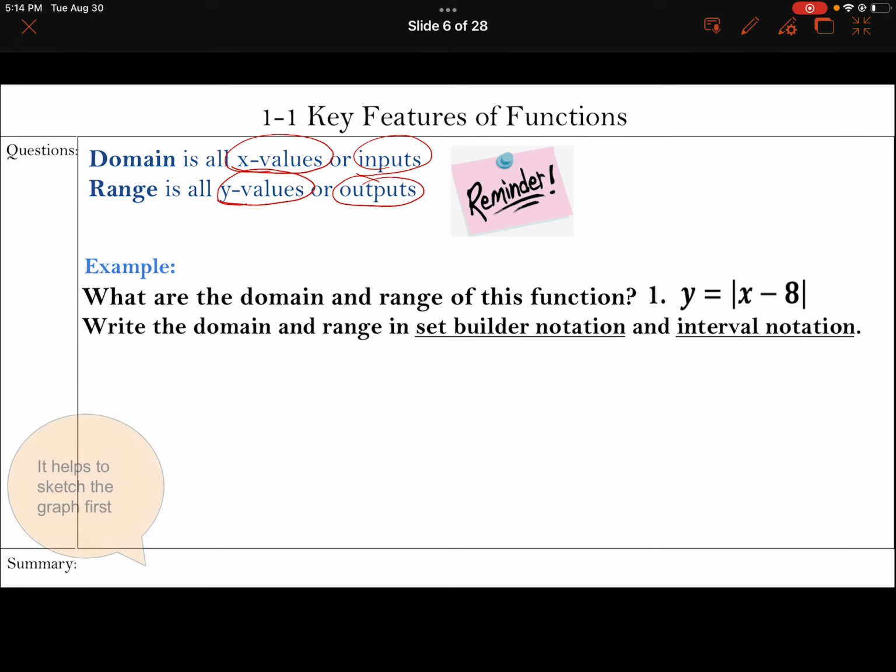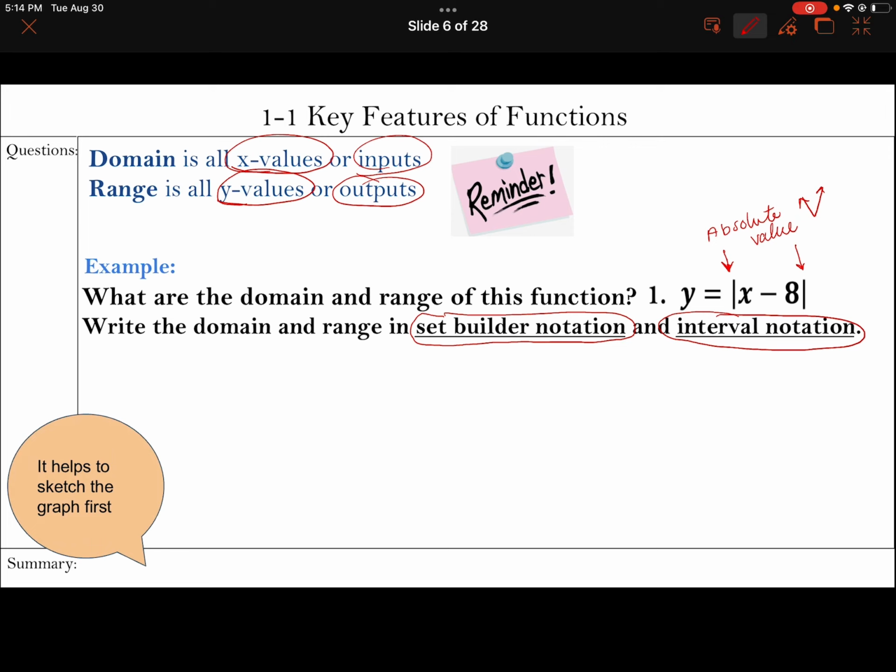This function over here. If you remember, these lines mean absolute value. So our graph will look like a V. Okay, so it does help to sketch the graph first to find the domain and range. So we have to write the domain and range in set builder notation and interval notation.